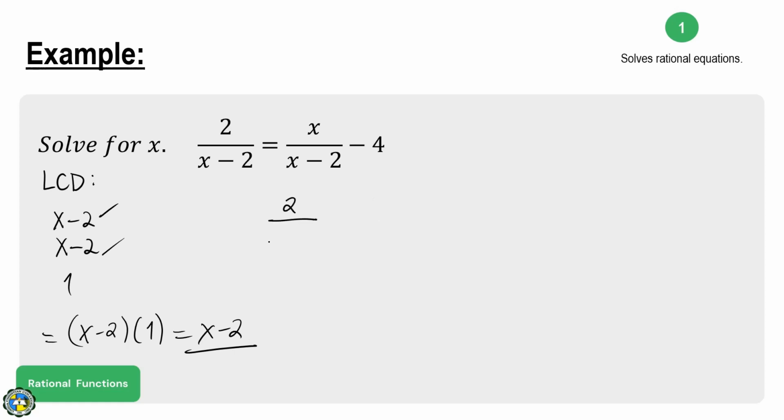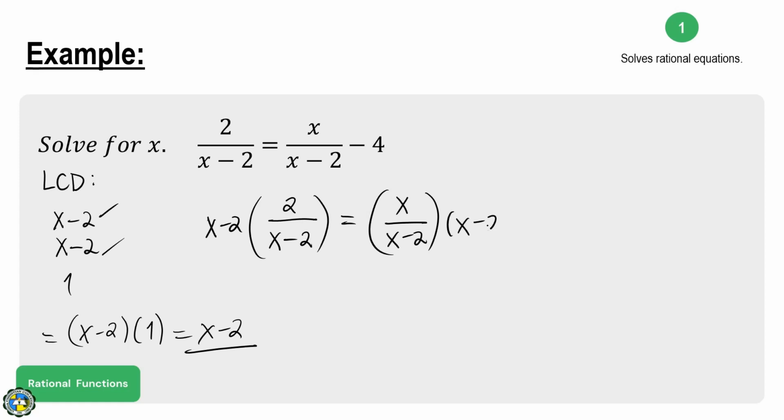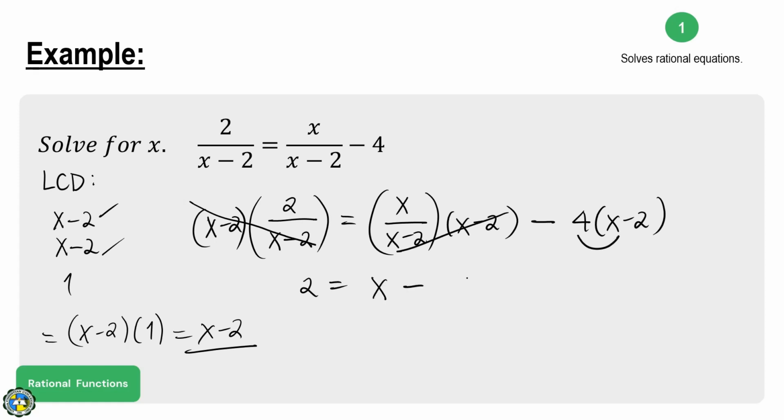So multiply natin each rational expression by x minus 2 po. X all over x minus 2 times x minus 2. Minus 4 times x minus 2. Okay, so pareho yung labas at ilalim, 2 na lang. Pareho, x na lang. Minus 4x, and then plus 8. And then let's simplify po.